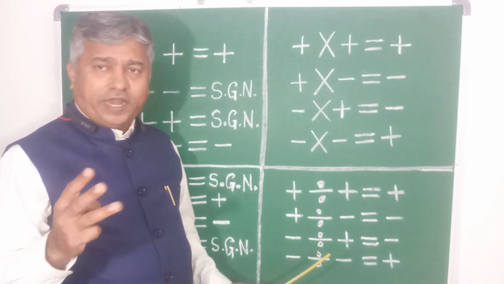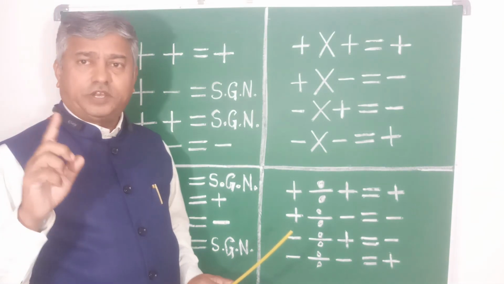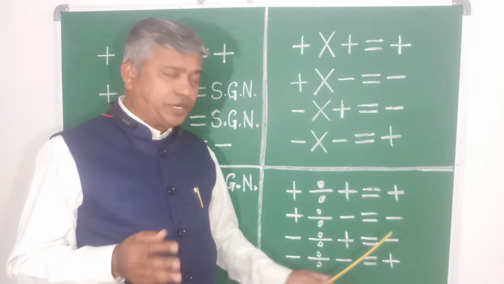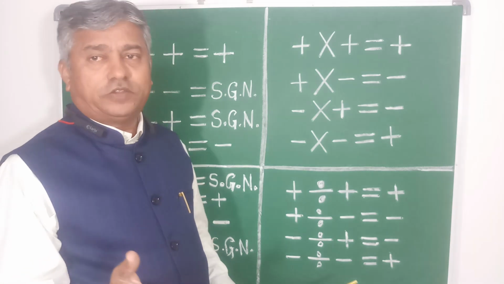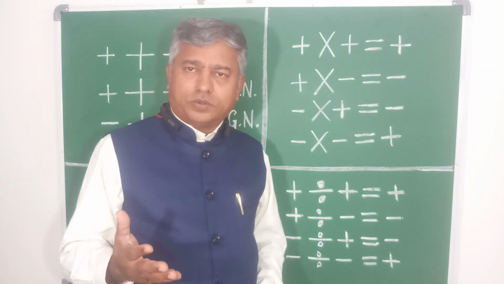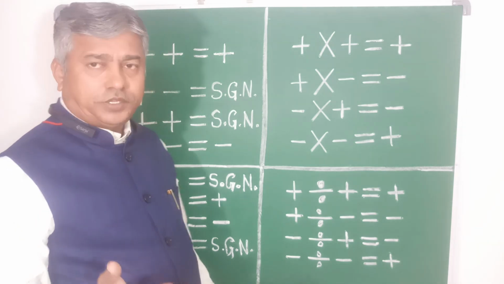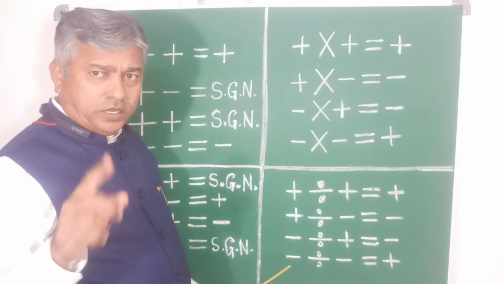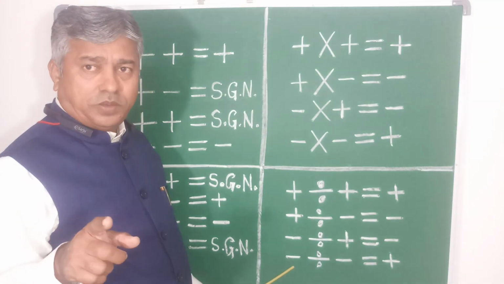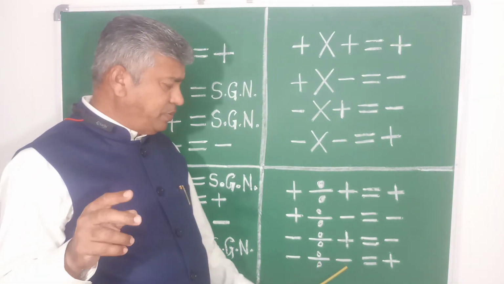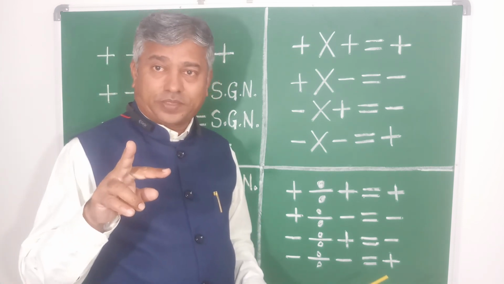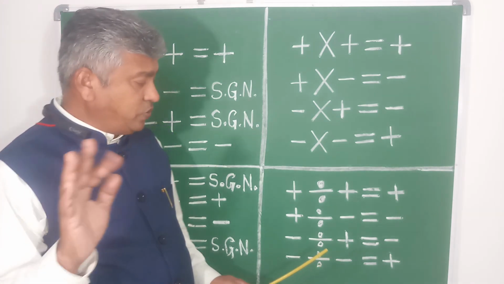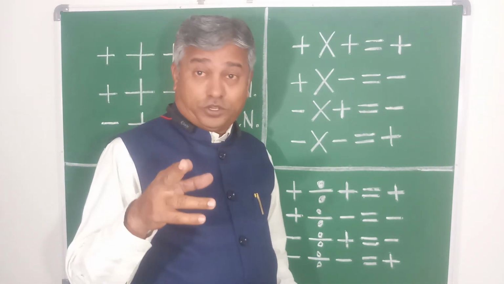And third, the first is negative and second is positive, then we must write the negative. Means the answer must be in the negative form. And the last, that is fourth in the division system, a negative number is divided by another negative number. Means negative divided by negative, then we get the positive.